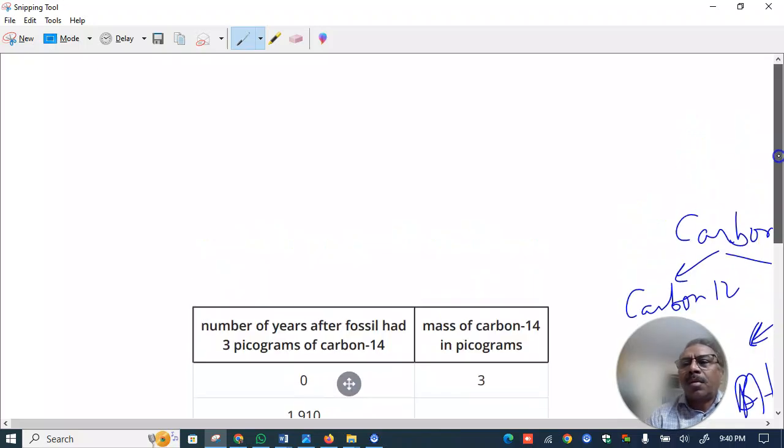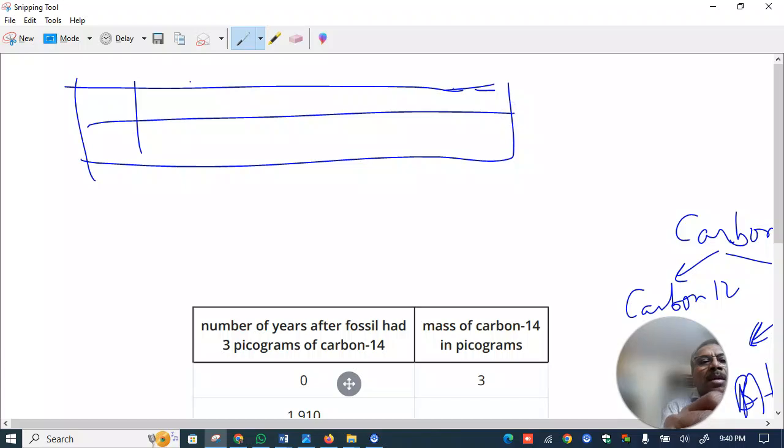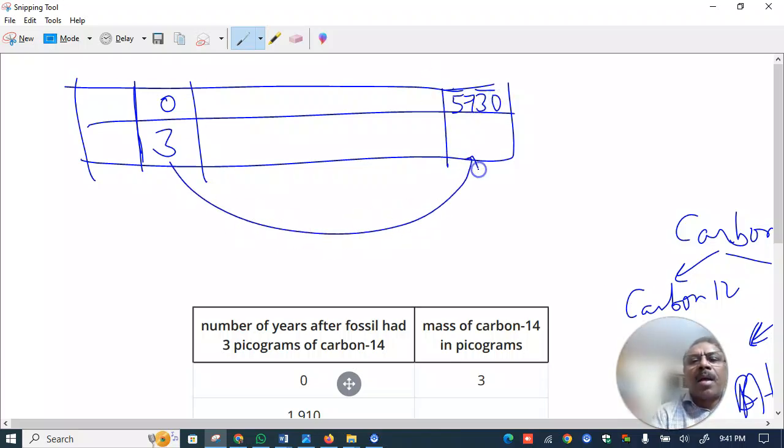So let's put it like this. Let's see, the fossil: we don't know how much it was, it was 3, right? They gave us 3 as the original. And after 5730, the number of picograms, that means after this one, there is a decay factor.